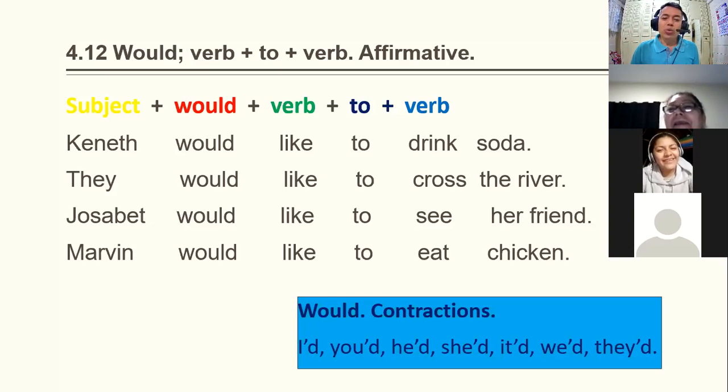Okay. So, would like, in this case, is would like. Quisiera, le gustaría, ¿verdad? ¿Le gustaría tomarse una soda? Would you like to drink soda? So in this case, Kennedy is the subject, right? Kennedy would like to drink soda. Ya vamos a ver las preguntas, pero aquí en el caso de Kennedy, Kennedy would like to drink soda, right? Okay. Kennedy le gustaría tomar soda. Good. Any other question? Any other question?